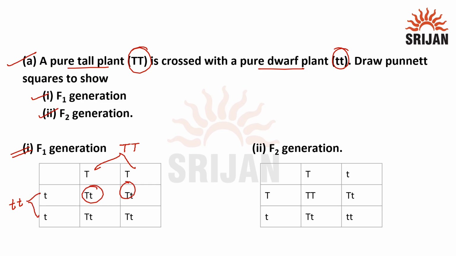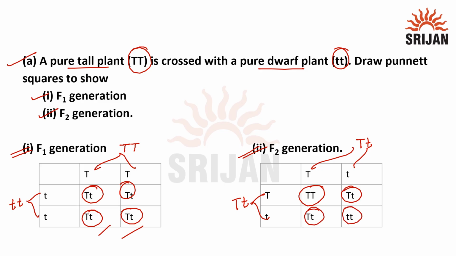Here we have the possible combinations and we can observe that all the offspring have T and small t, that is heterozygous condition, and all these plants are going to be tall. Next we have F2 generation. In F2 generation, there will be selfing between these plants. So we have T small t and T small t, and these are the possible gametes. Here we can observe that we get three types of genotype, that is TT, Tt and tt.